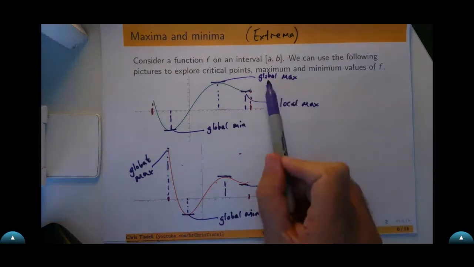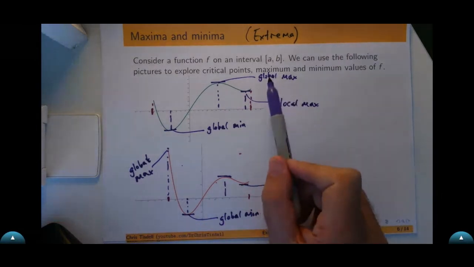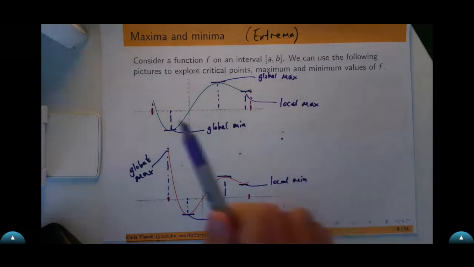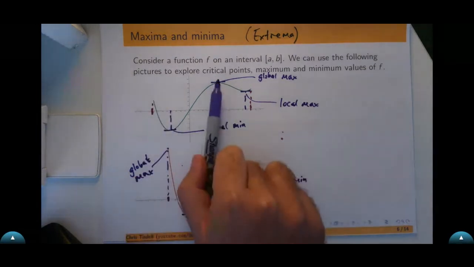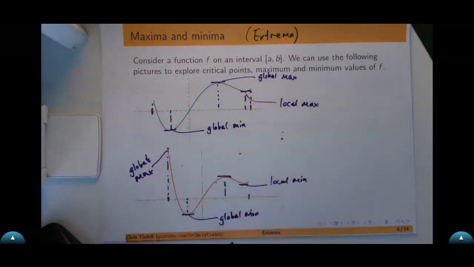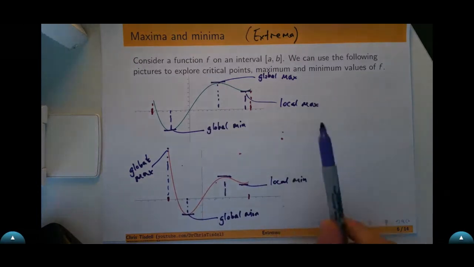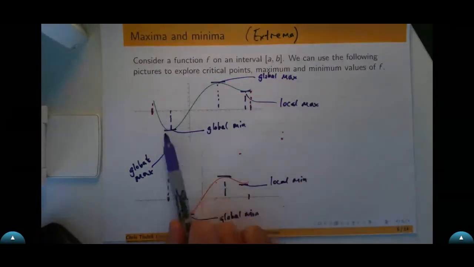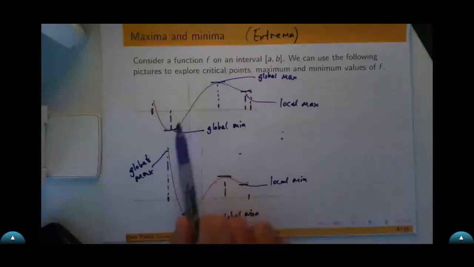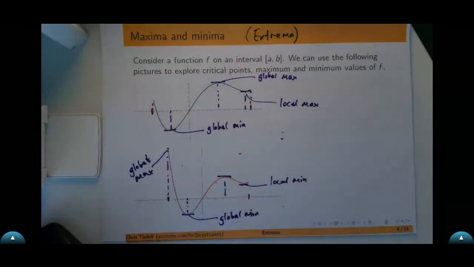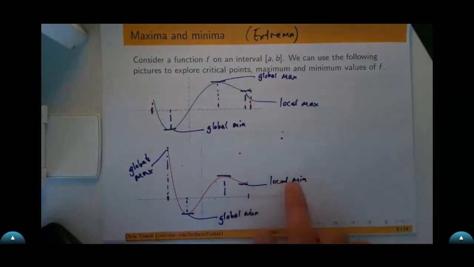So when we use the word global, we're meaning like on the whole interval, this is the biggest or the highest peak, right? And when we talk about a global minimum, that's like the deepest valley or the deepest trough. It's the lowest value. Okay. And when you talk about local things, they're just sort of little peaks and troughs.